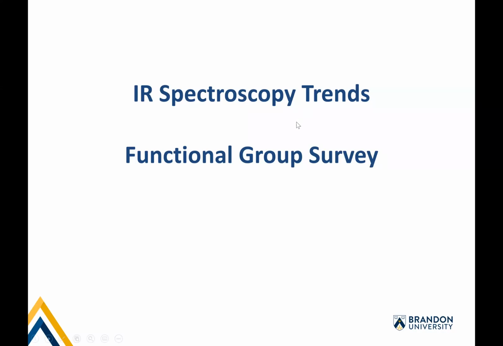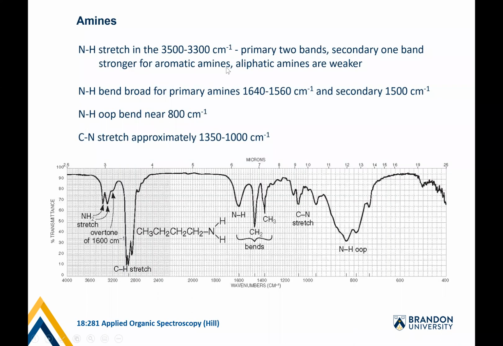Okay, class, this is the final installment of the functional group survey for infrared spectroscopy. Today we'll be looking at amines and then all of the other sort of designer functional groups, sulfur containing functional groups, other nitriles, that type of thing. So amines, let's look at this first.